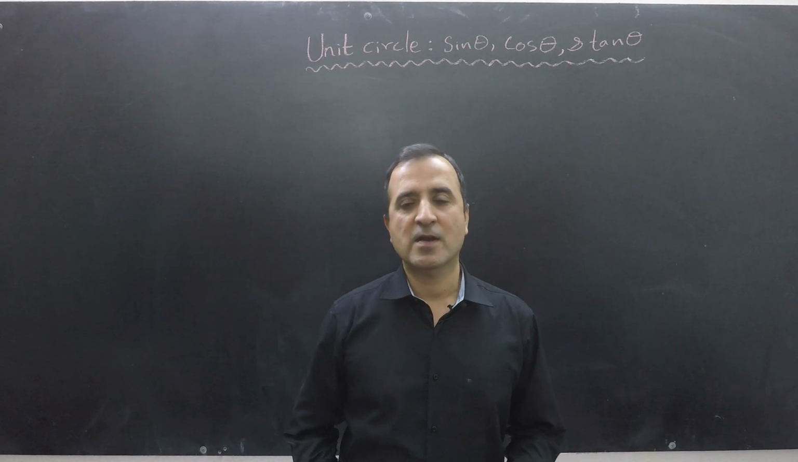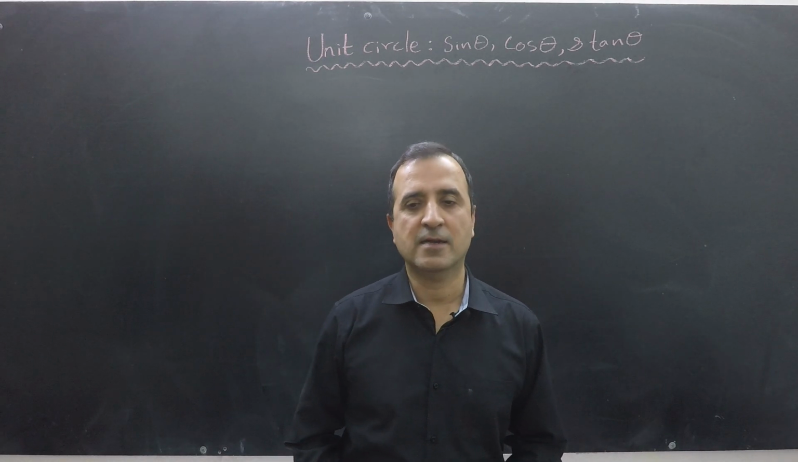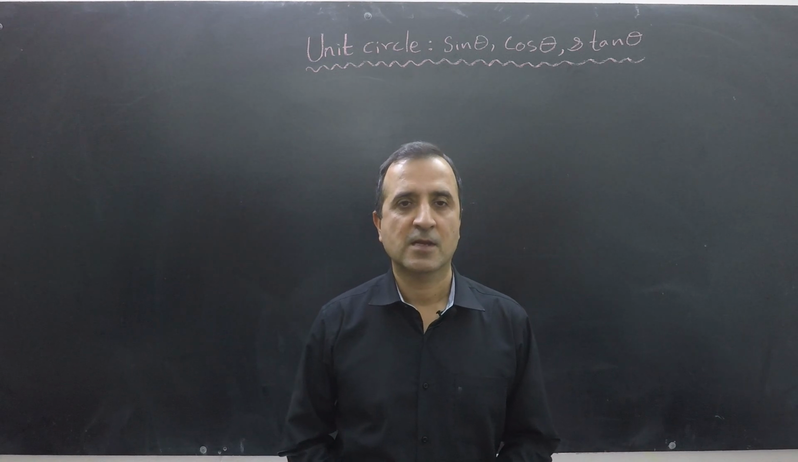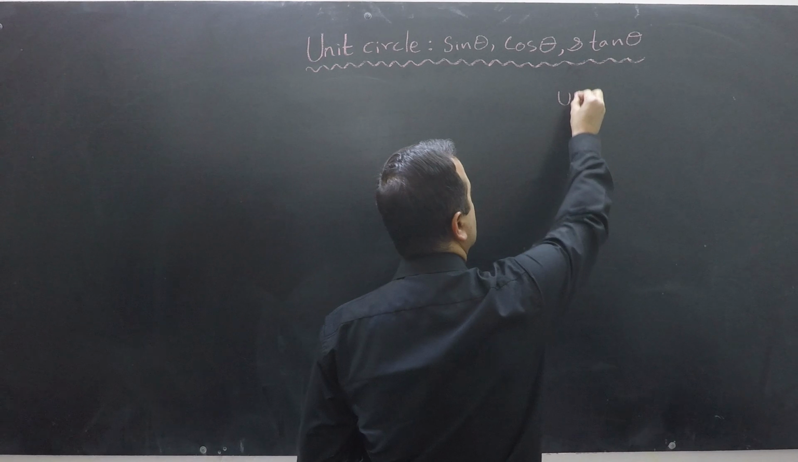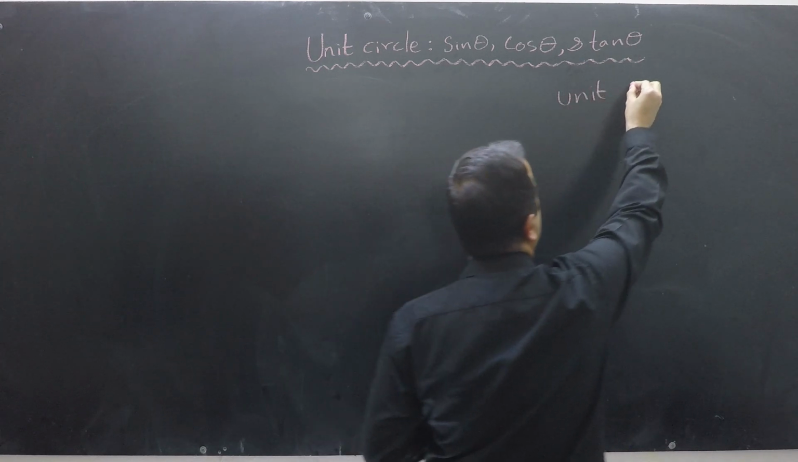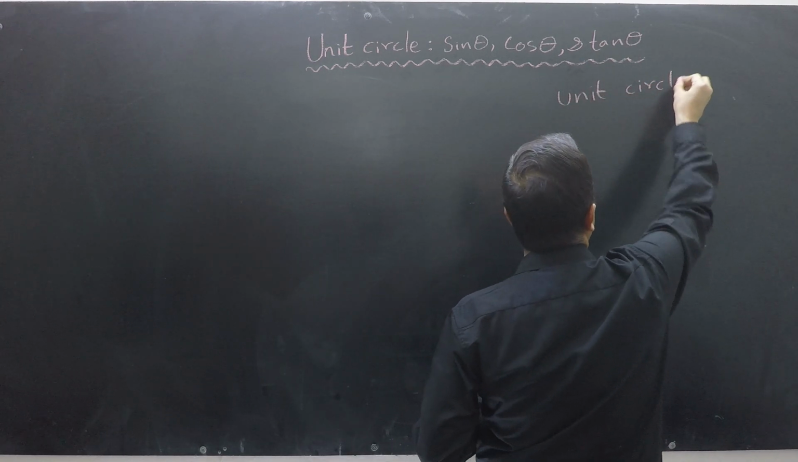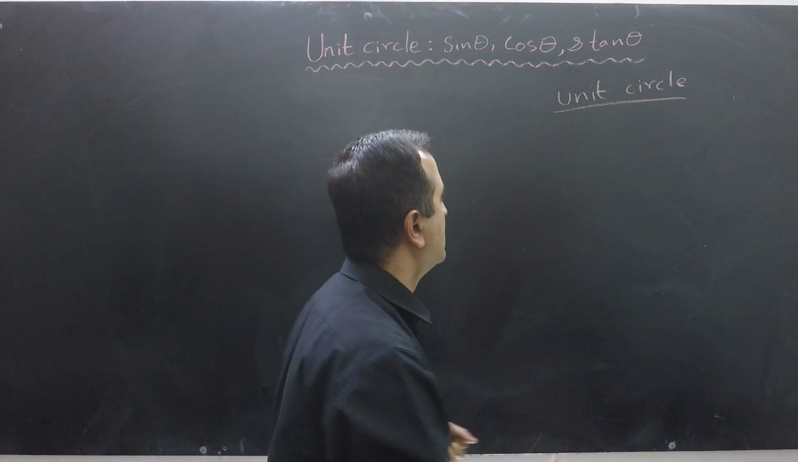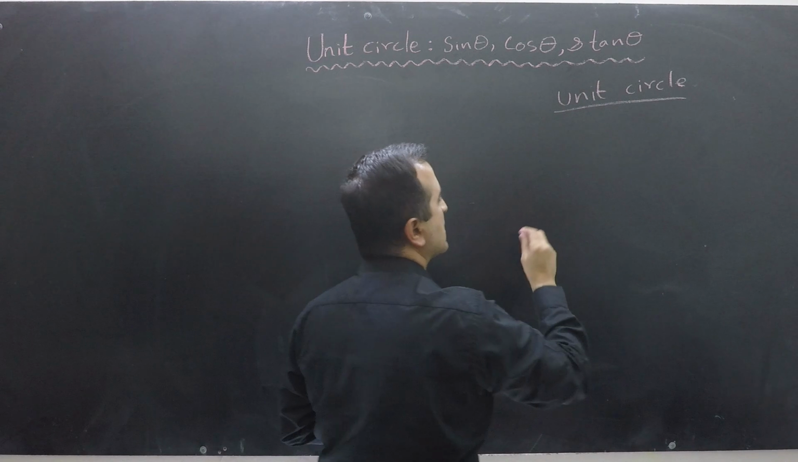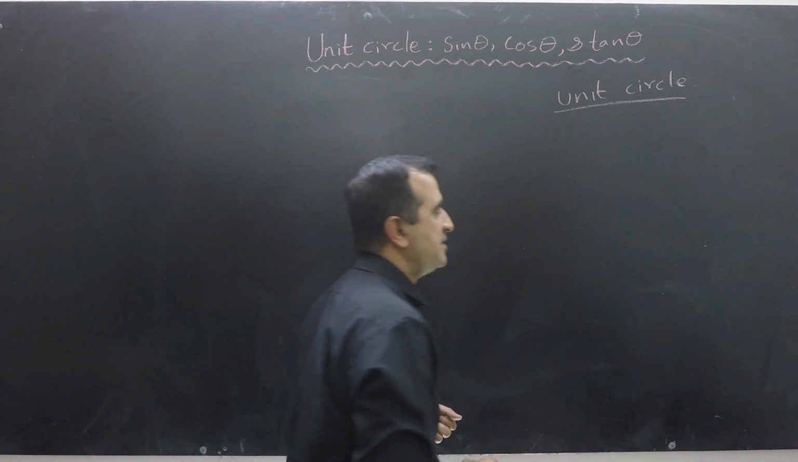In this lesson, we will learn sine, cosine and tan theta using the unit circle. So let's start. First of all, what is a unit circle? If you have any questions, please ask frankly. A unit circle is a circle which has radius equal to 1.